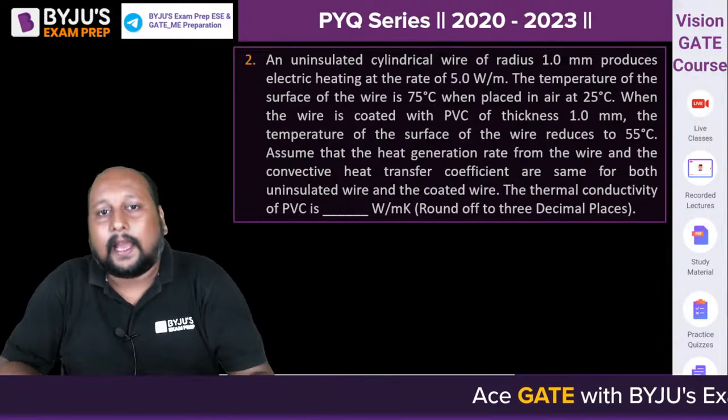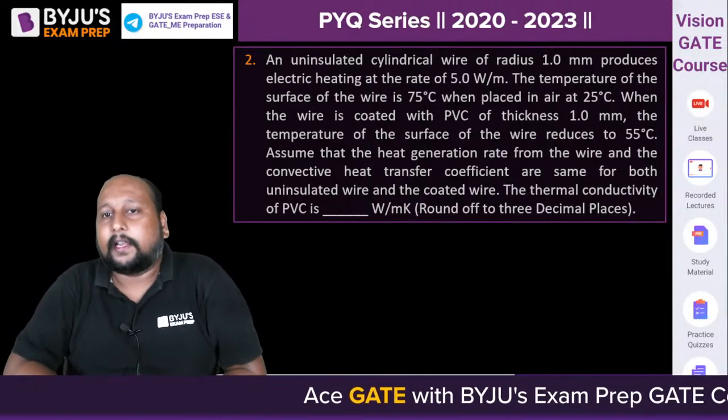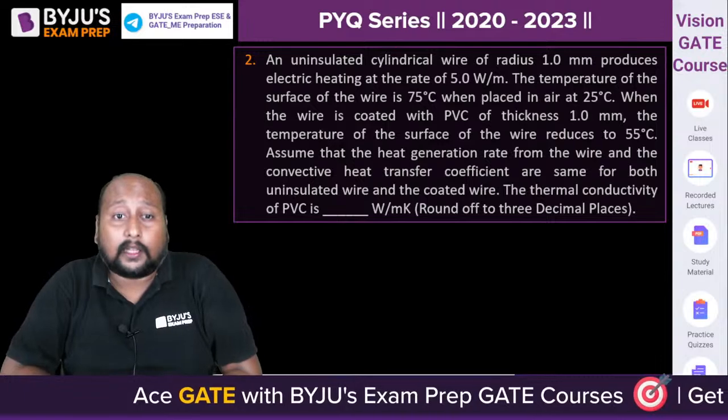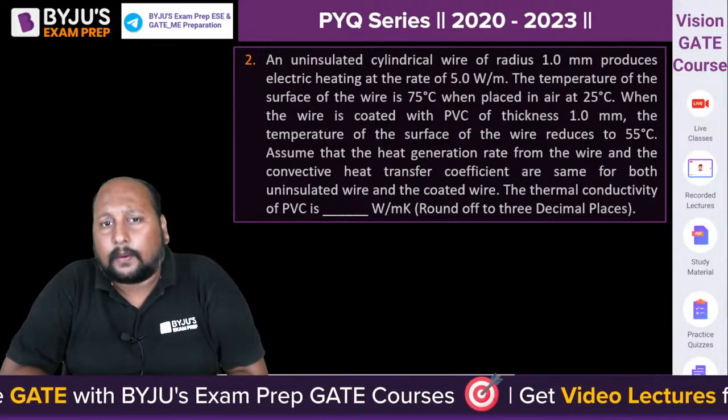Question number 2. An uninsulated cylinder wire of radius 1 mm produces heating at a rate of 5 watt per meter.